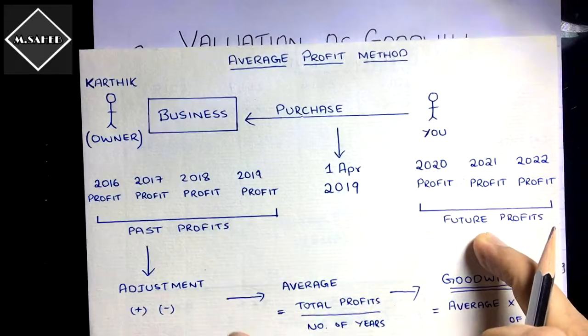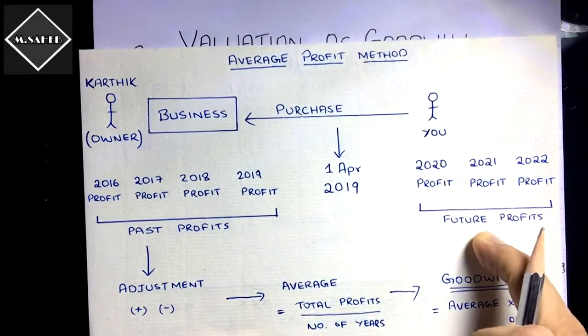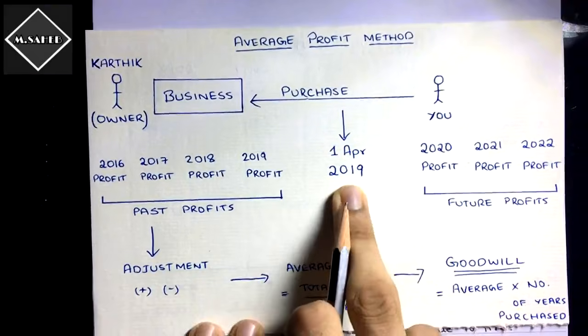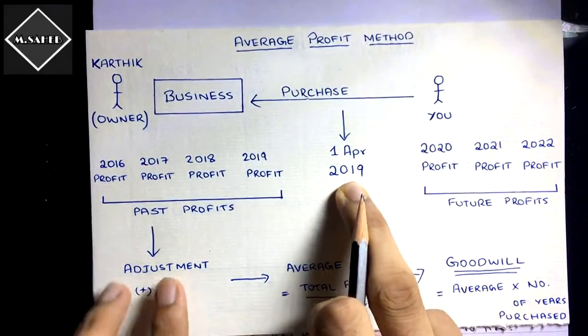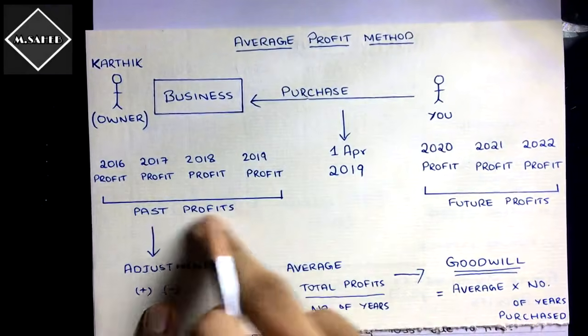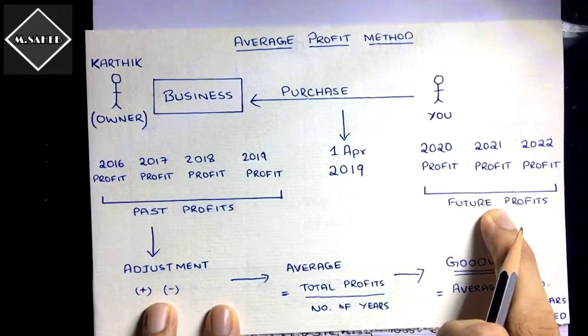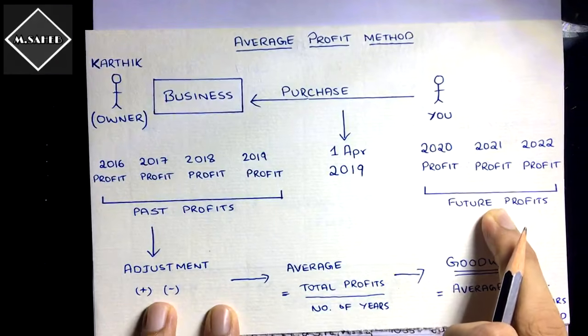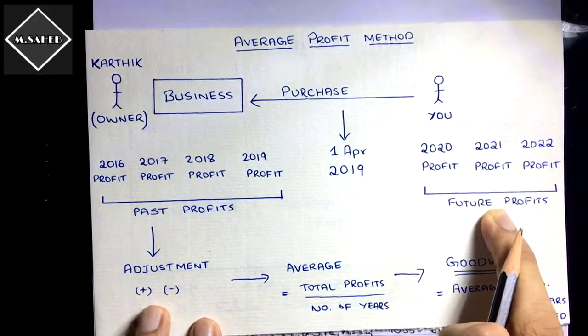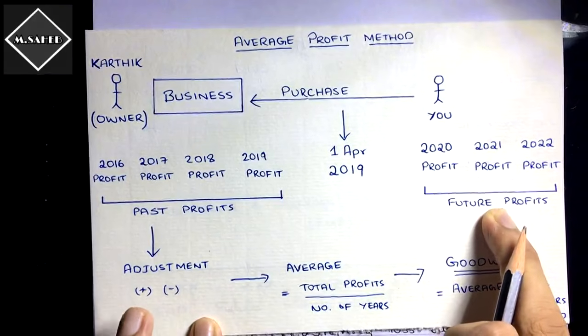Fine, and you are making the payment now only, right, in 2019. So you have to make some adjustment. You have to adjust these past profits for the future, because in the future there can be many things, right? Many things can happen in future, so that is why some adjustment is required. So now we will see the adjustment in the formulas.